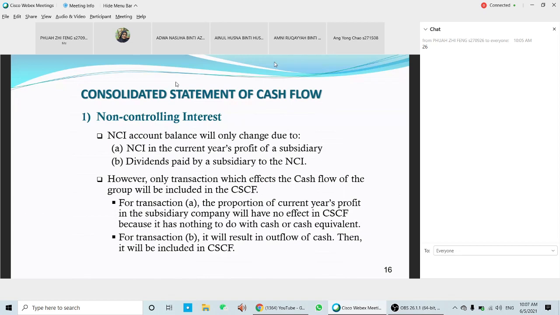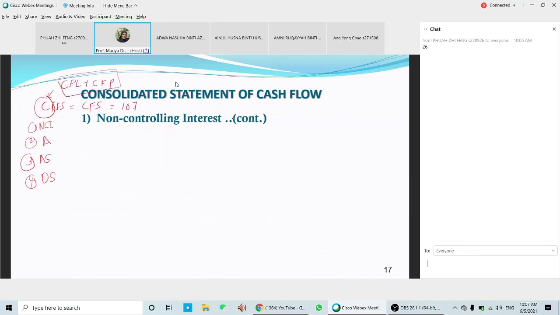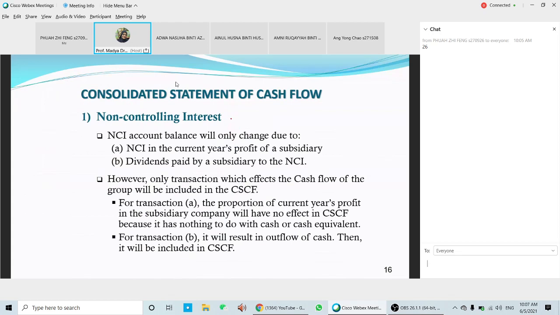So the difference here is in terms of the NCI. So for NCI here, two things are going to affect the NCI, related with the profit for the year and also share of profit by the NCI, and also a dividend paid to NCI, dividend paid by subsidiaries. Share of profits here is not related with the cash, so we don't have to bother about that one. Things that we need to focus on here is dividend paid, because dividend paid here is going to involve a cash outflow. So we're going to focus on a dividend paid.